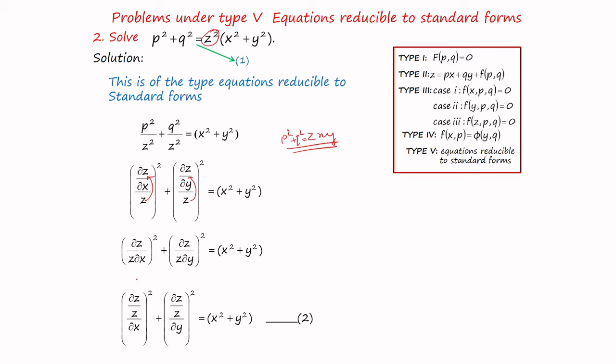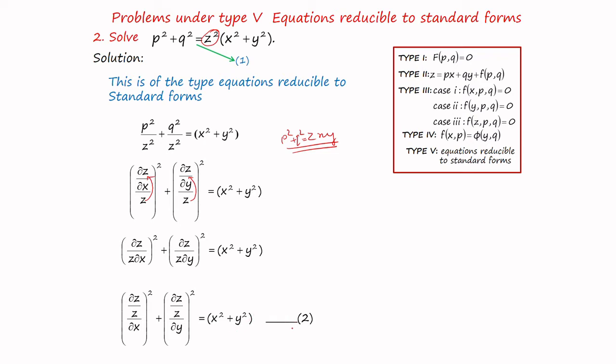Or otherwise you have to take ∂z by z, the whole thing divided by ∂x plus ∂z by ∂y, the whole square is equal to x squared plus y squared. So you have to get a substitution for this term. Okay, and then after that, you have to substitute this equation as 2.